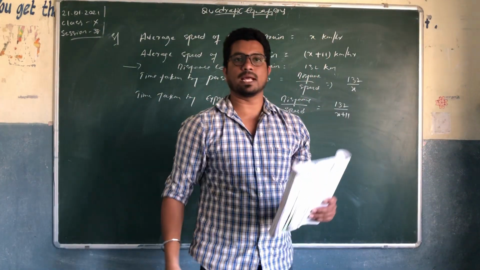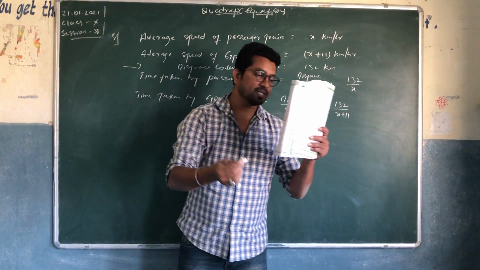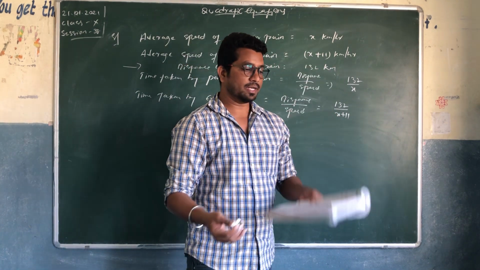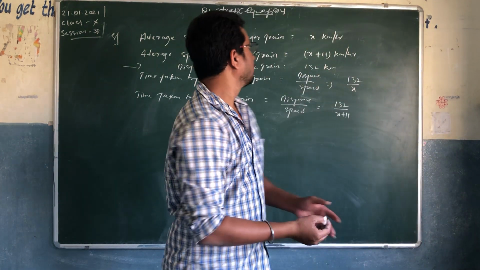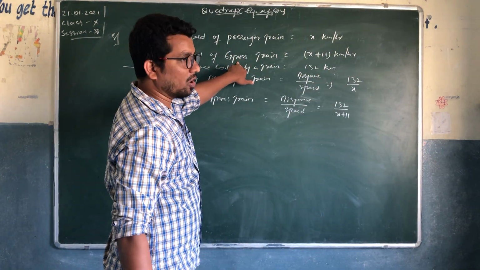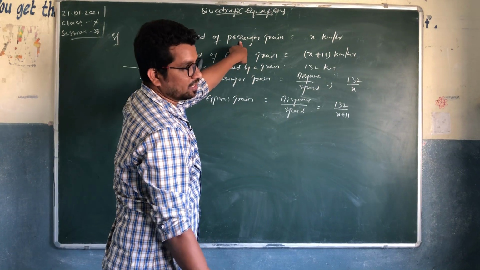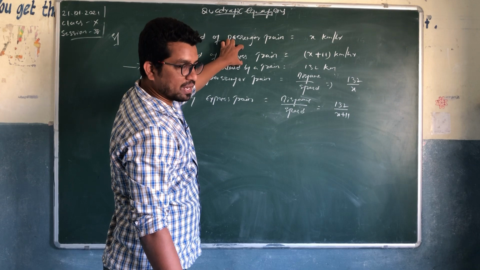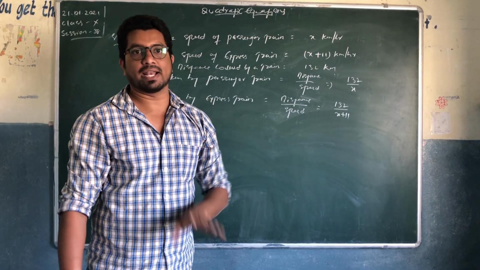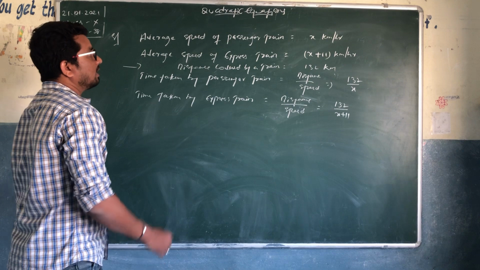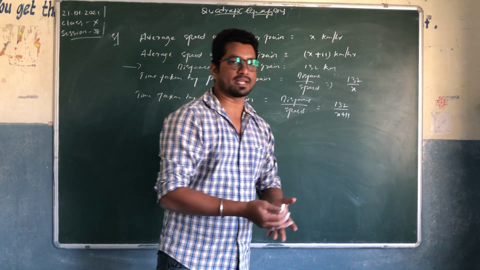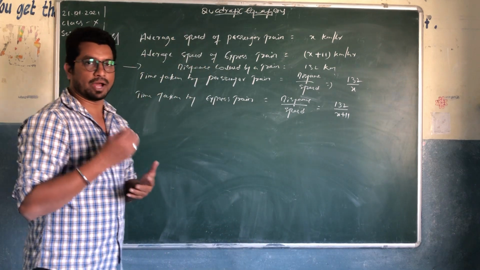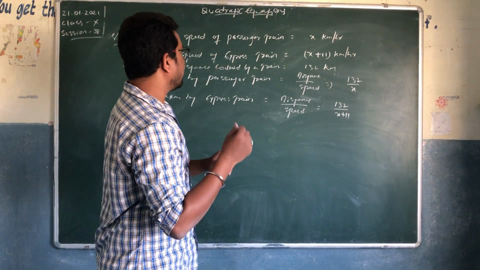Now the very first step, what he is saying: an express train takes 1 hour less than the passenger train, which means passenger train minus express train is equal to 1. He is saying that indirectly. Passenger train minus express train is equal to 1 hour. We would have saved 1 hour. See what he is saying.